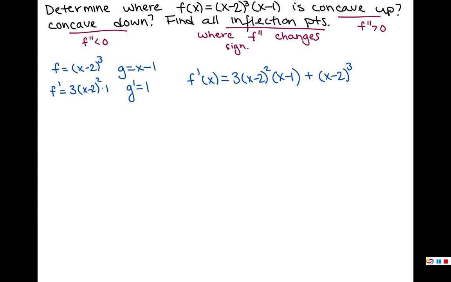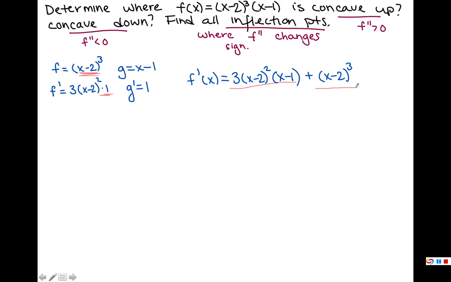For f prime, this is where technically we're using the chain rule, so I brought the 3 down, 3(x − 2)². And then I have to multiply by the derivative of the inside. The inside, though, is just this x − 2. Derivative of that is 1. And then g is x − 1, so g prime is 1. All right, so we did f prime times g plus g prime times f. So there's my first derivative.